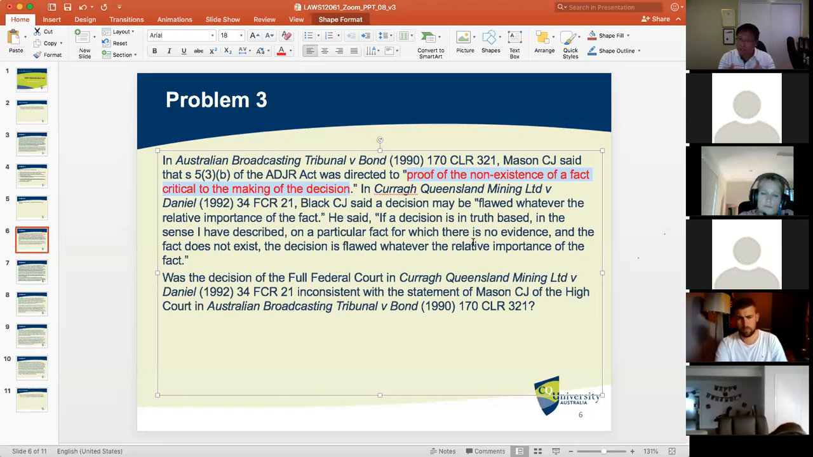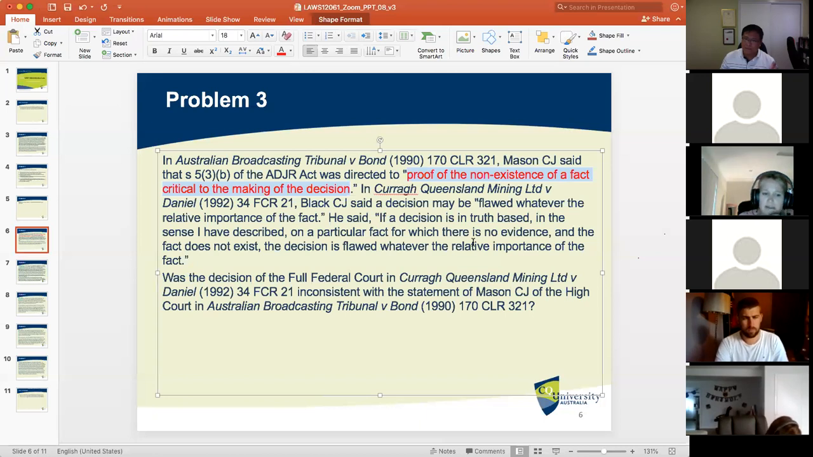So only if you have those three, that the decision was made based on a particular finding of fact, and that finding of fact was critical to the making of a decision, and in fact, there was no evidence to make that finding of fact, can you then assert that Section 5.3 of the ADJR Act applies. That's why we're making that point, because not every instance of a decision based on an enactment where there is no evidence will mean that you have a ground for judicial review under the ADJR Act. So there is a limitation in the ADJR Act in relation to no evidence, the no evidence rule.